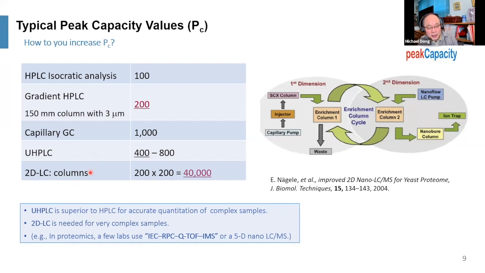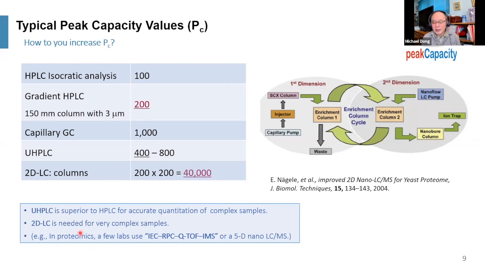Now, if you know what you're doing and the two columns are orthogonal, orthogonal meaning that they have different selectivity or different separation mode, then your peak capacity is 40,000, right? So you take the product of the peak capacities. Now, why do you need high peak capacity? If you have a problem such as proteomics, right? First of all, if you want higher peak capacity, UHPLC is better because you use small particles and high pressure. Two-dimensional LC or two-dimensional UHPLC is much better for a very complex sample.